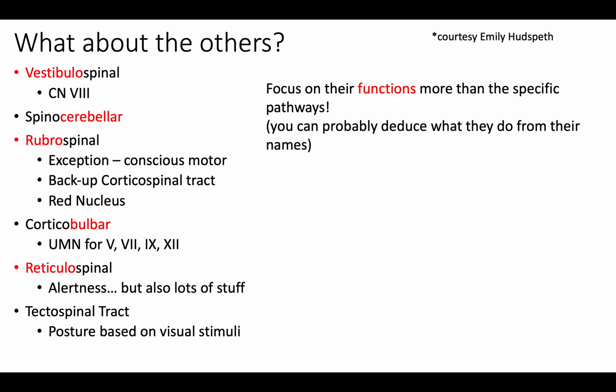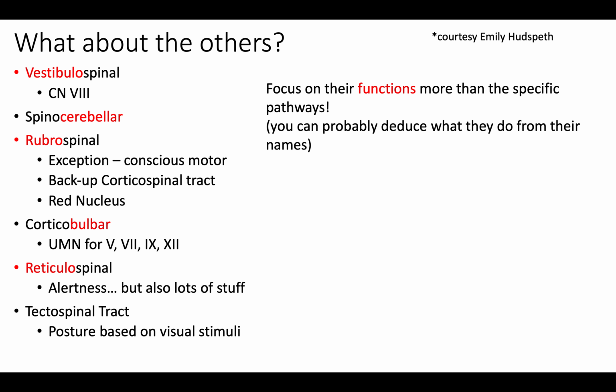And then I know one thing that you're probably thinking of, there's way more tracks than just these big three, and that's where my friend Emily Hudspeth had made this slide. The big thing to focus on is the specific function of these additional pathways, not necessarily their pathways themselves, but what do they do? And that one you can kind of gather from just the name of it, like spinocerebellar. It's going to be involved with balance, just like with dorsal columns. So I wouldn't worry about the locations of them, just knowing exactly what they do.